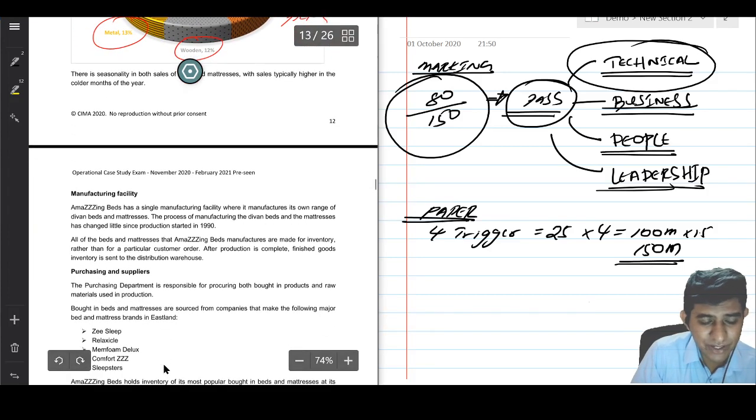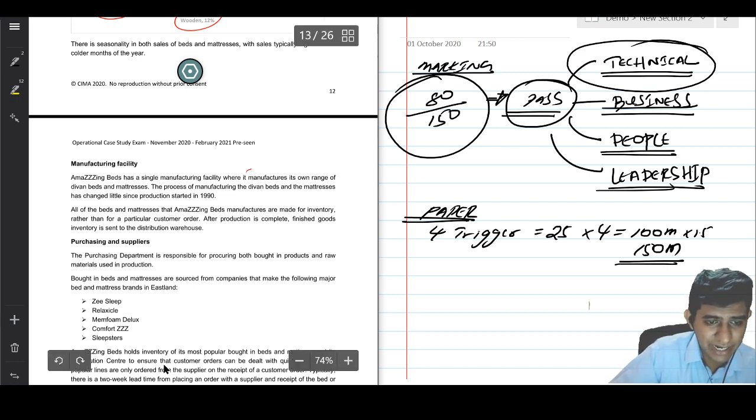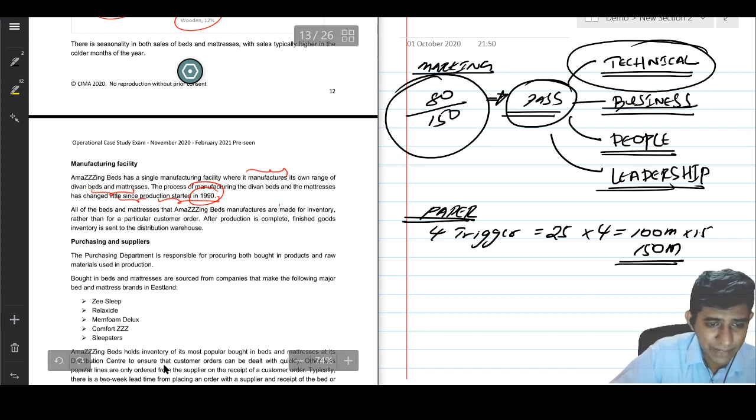And then students, coming to the next page, you find the manufacturing facility. Amazing Bed has a single manufacturing facility where it manufactures its own range of divan beds and mattresses. The manufacturing process of the divan beds and the mattresses has changed little since production started in 1990. All beds and mattresses that Amazing Bed manufactures are made for inventory rather than particular custom orders. After production is complete, finished goods inventory is sent to the distribution warehouse.